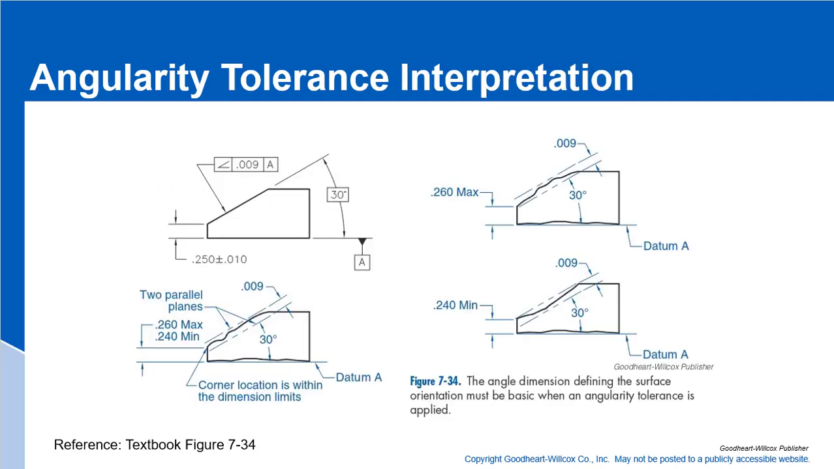Okay, so what does that mean? Here we have that same orientation for our orthographic view. What this does is create two parallel planes defining our tolerance. The tolerance is somewhere between the min and max sizes of our locating dimension. And 30 degrees is a basic dimension here, and then our plane fits in between those two.